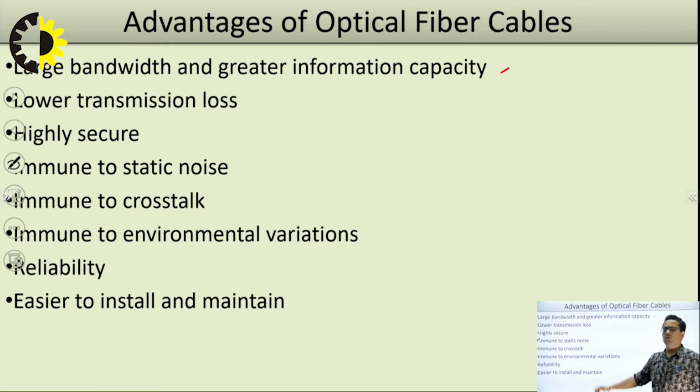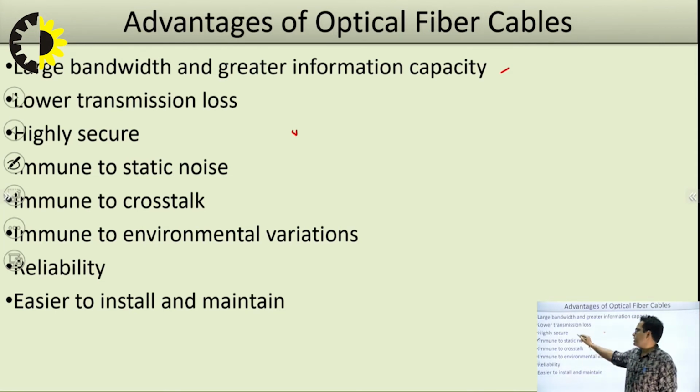Second is low transmission loss. Your fiber has a very low transmission loss. Why? Because we have understood the history of attenuations, and what the different optical bands are that you can use to reduce the attenuation in a signal. If you reduce the attenuation while transmitting the signal through optical fiber to a level like 0.2 dB per kilometer, then definitely the loss will be very low.